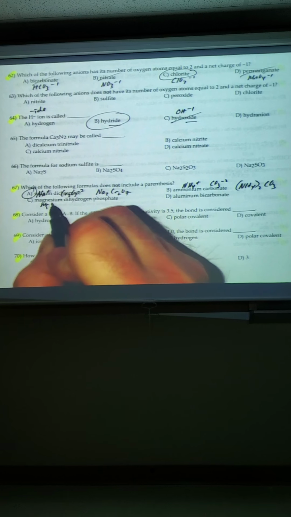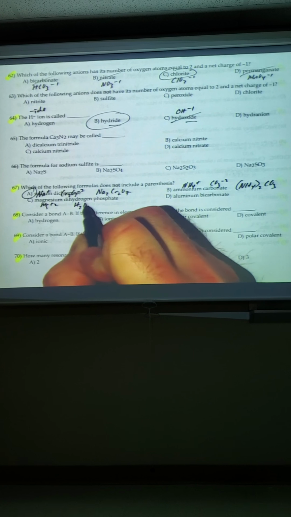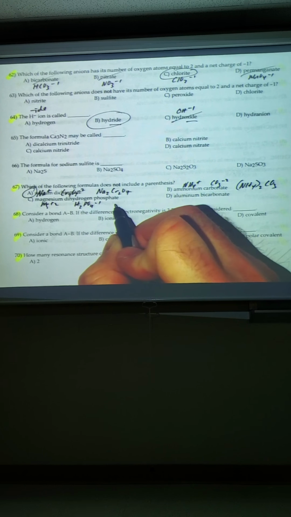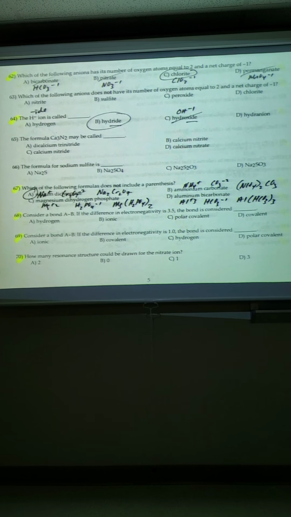Magnesium is +2, dihydrogen phosphate is H2PO4 -1, so Mg once, H2PO4 twice, parentheses. Aluminum is a +3, bicarbonate is HCO3 -1, so we get aluminum once, but hydrogen carbonate or bicarbonate 3 times, that's parentheses, and not the answer.